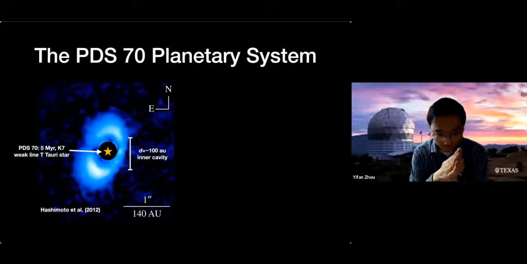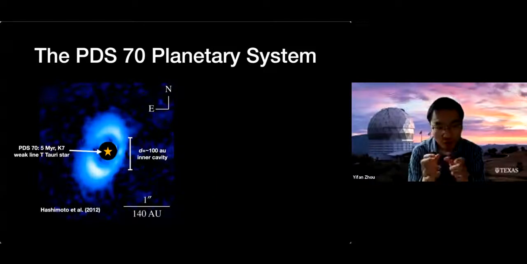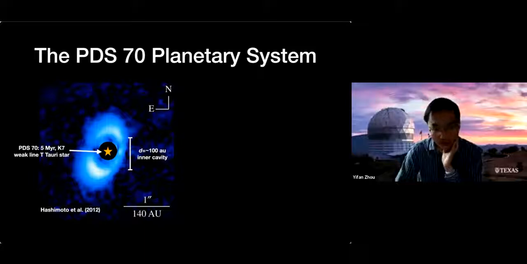In the original discovery, those authors discussed multiple possibilities for the formation of this cavity. The most likely solution is to have one or multiple companions to the star to carve out material in the disk to create this inner hole of the disk. This encouraged follow-up high contrast imaging observations to look for those possible companions.